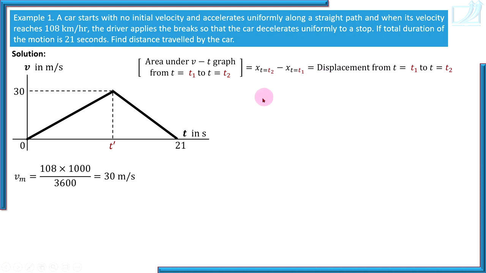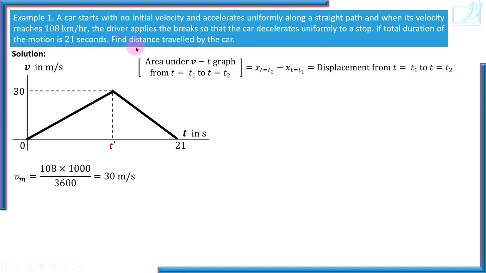So in any time duration, say for example t1 to t2, if you want to know displacement from t1 to t2, just check what is the area under the graph in that time interval. Now you want to know the total distance travelled. Do you remember I have told you in earlier lectures?